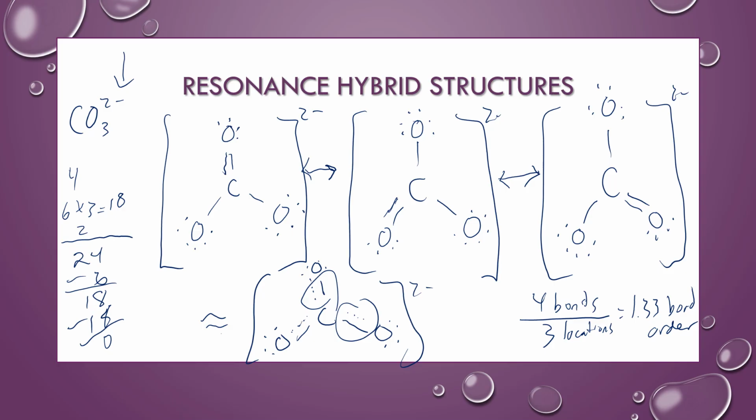So anytime you're doing these hybrid structures, you count the total number of bonds and divide it by the number of locations for those bonds. So you might only have 2 Lewis structures that represent the resonance, so you would divide by 2. You might have 4 different resonance structures, so you would divide by 4 for the locations instead.